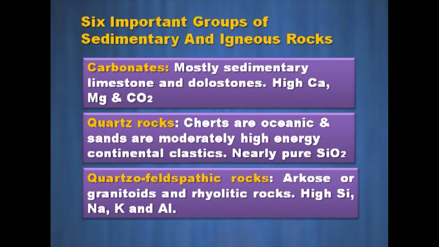Fourth, carbonates or calcareous rocks, mostly sedimentary limestone and dolostone, high in calcium, magnesium and CO2. Fifth, quartz rocks: cherts are orthoquartzitic and sands are moderately high energy continental clastics, nearly pure SiO2. Sixth, quartzofeldspathic rocks, arkose or granitoids and rhyolite rocks, high in Si, Na, K and Al.